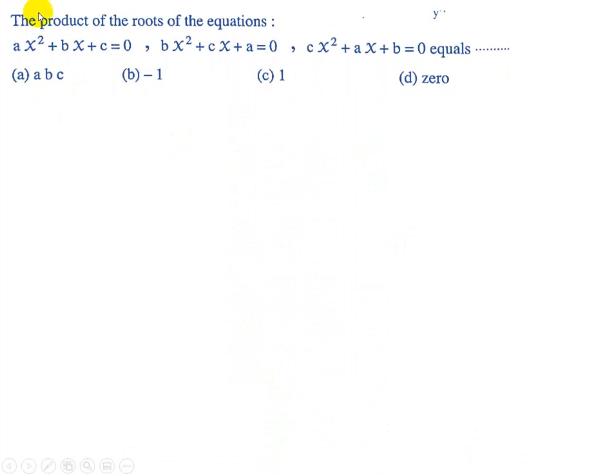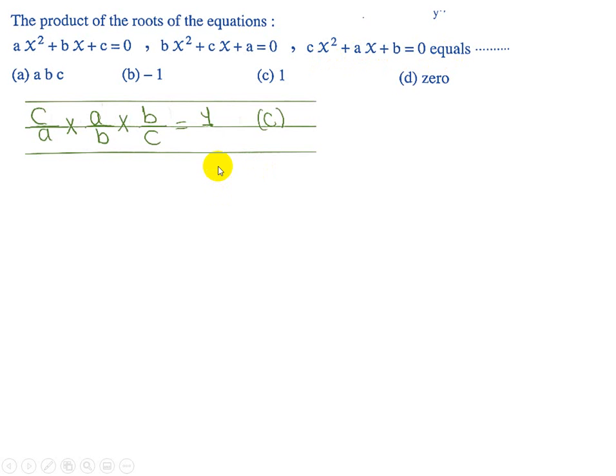Next one. The product of the roots of the equations ax squared plus bx plus c equals 0, bx squared plus cx plus a equals 0, cx squared plus ax plus b equals 0 equals. We know that the product of the roots equals c over a, which means the numerical factor over the coefficient of x squared. From the first equation, it will be c over a. From the second equation it will be a over b. Third equation, b over c. And their product will be 1, so the answer is choice number C.